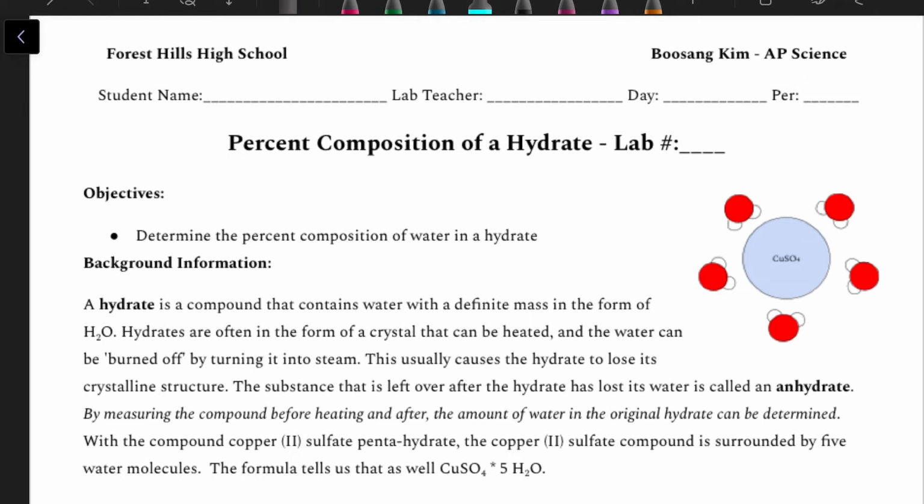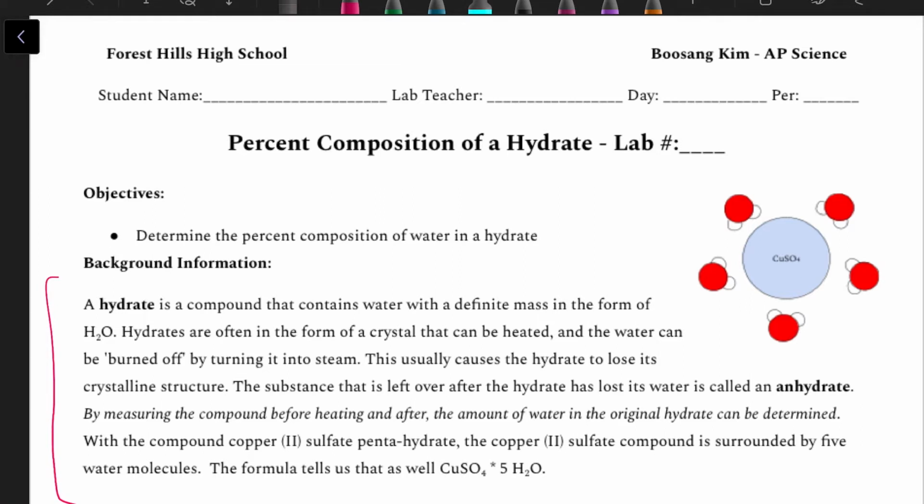Hey everyone, welcome back. This is the walkthrough video for the percent composition of a hydrate lab. So our objective for this lab is to determine the percent composition of water in a hydrate. So you might be asking yourself, well, what is a hydrate? And the background information will tell you.